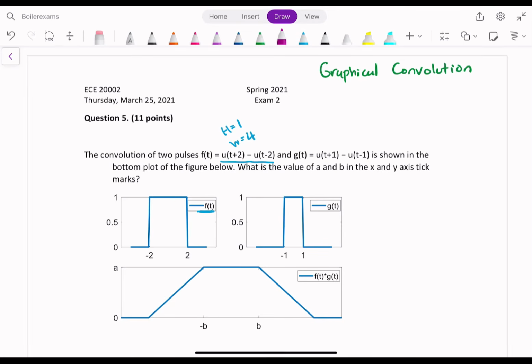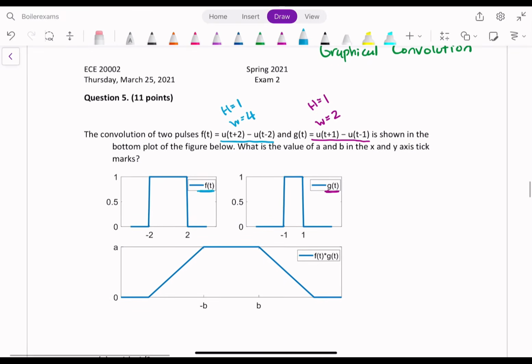This function g of t, represented in the top right plot, is equal to u of t plus 1 minus u of t minus 1, and so it also has a height of 1, but it has a width of 2, and it is also centered at 0. And so what this question wants us to do is to find these values of a and b.